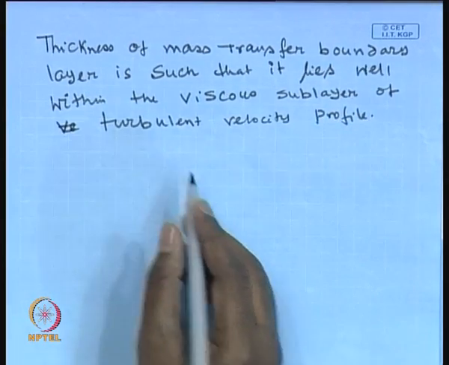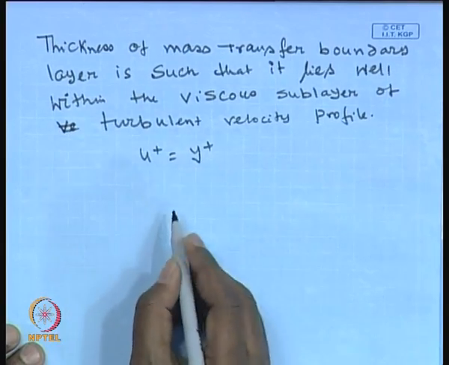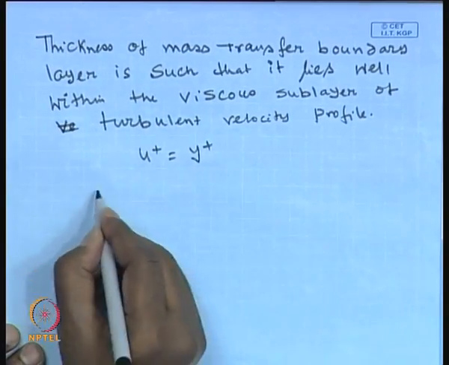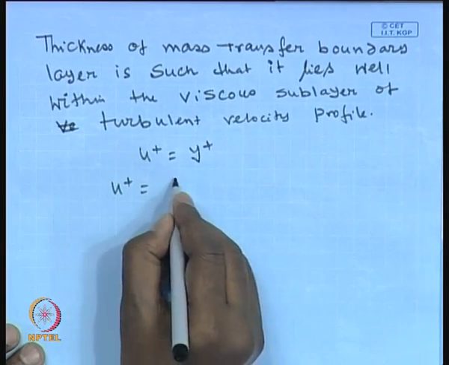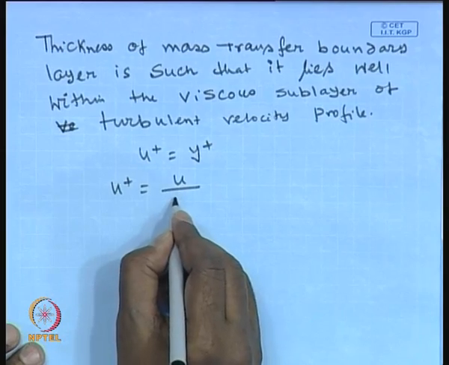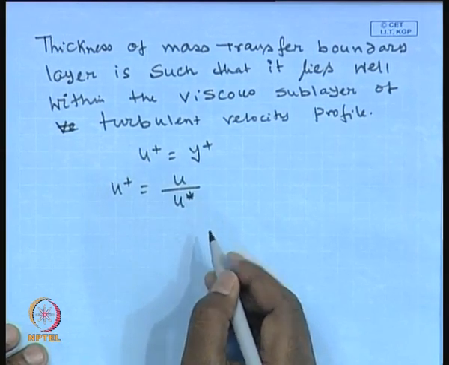So, what is the velocity profile? u plus is equal to y plus. Now, let us come to the different conditions. What is u plus? It is a non-dimensional term: u plus is equal to u by u star, and what is u star? u star is known as the friction velocity.